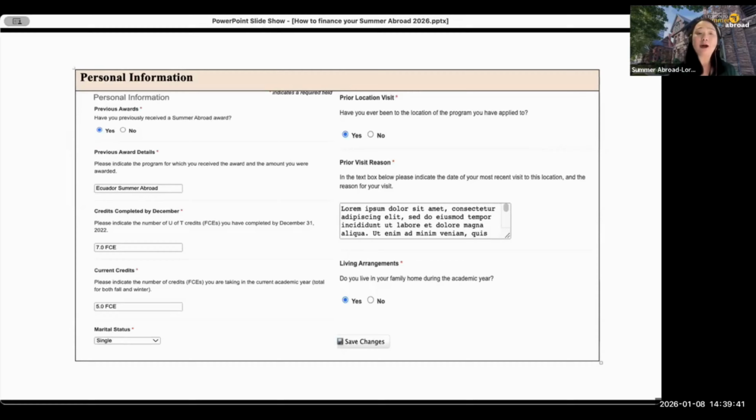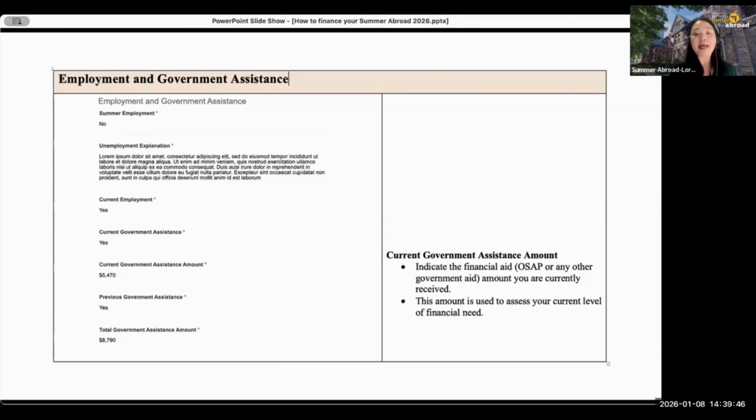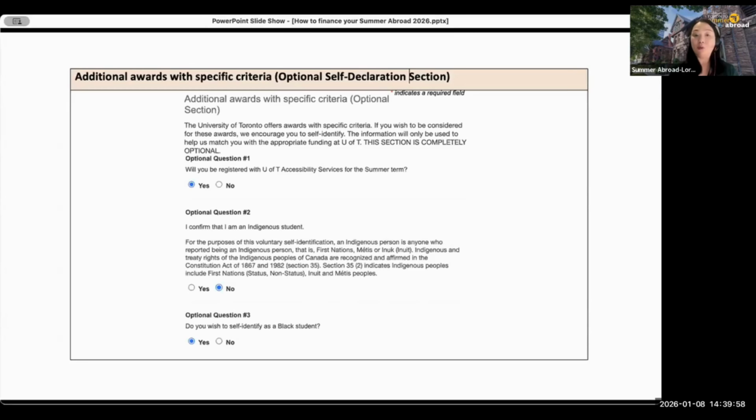There's a section on personal information as well, so complete that accordingly. It's pretty straightforward. And if you currently receive any government aid, there'll be a section and you'll be asked to indicate the appropriate information here. There is one section that is optional, so I do really want to highlight this part. You'll notice when you're completing your award application, there's one section that's going to say additional awards with specific criteria. It's going to be optional. However, I strongly recommend that you complete it.